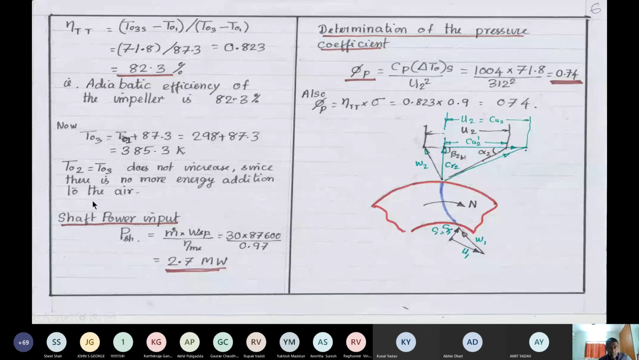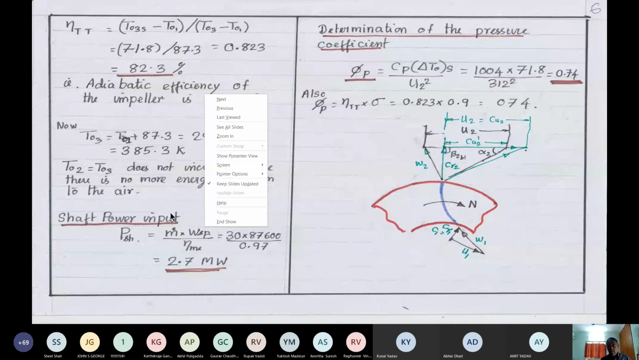Next we calculate the shaft power input. P shaft is equal to mass flow rate into specific work. So 30 into 87,600 divided by 0.97. I get a power of about 2.7 megawatt. That means 2700 kilowatt.